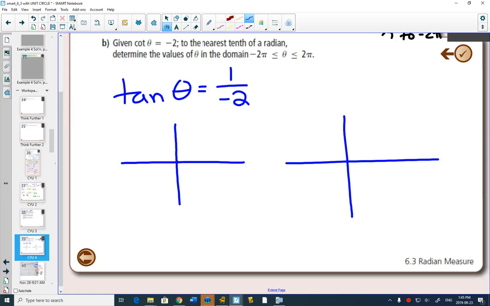How do I know it's here? With this being my reference angle, and tangent is opposite over adjacent, I can label that as 1 over 2. How did I know quadrant 2? And how do I know that the other quadrant has to be in quadrant 4? Again, here's my reference angle, 1 over 2.